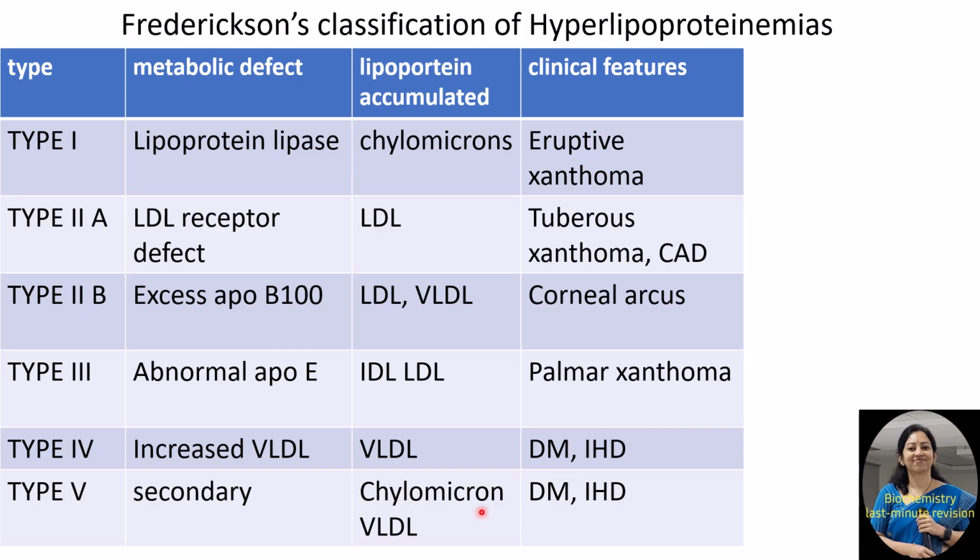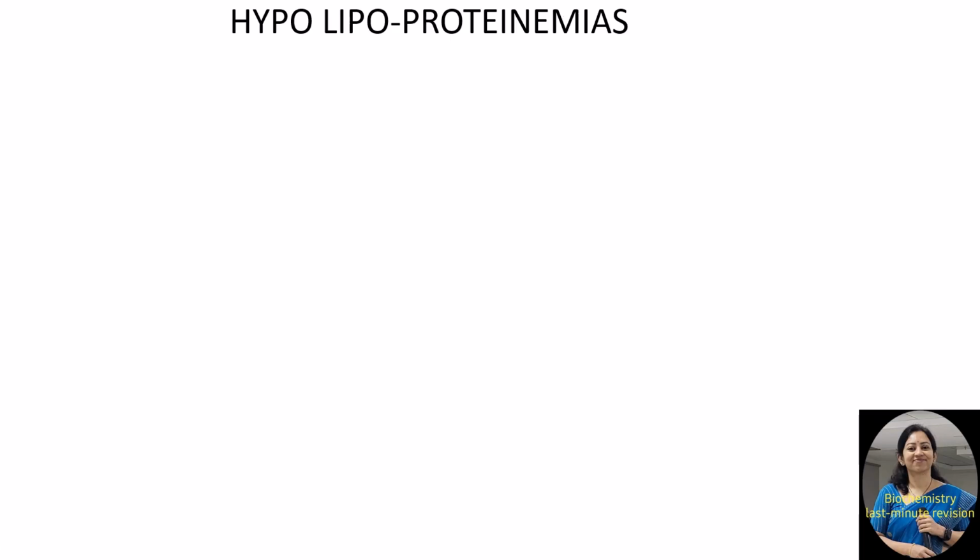Here also there occurs accumulation of VLDL and chylomicrons. Mainly the TGs, triglycerides, are increased when a lipid profile is done, and this usually occurs secondary to diabetes mellitus and ischemic heart disease. Okay, so these are the features.